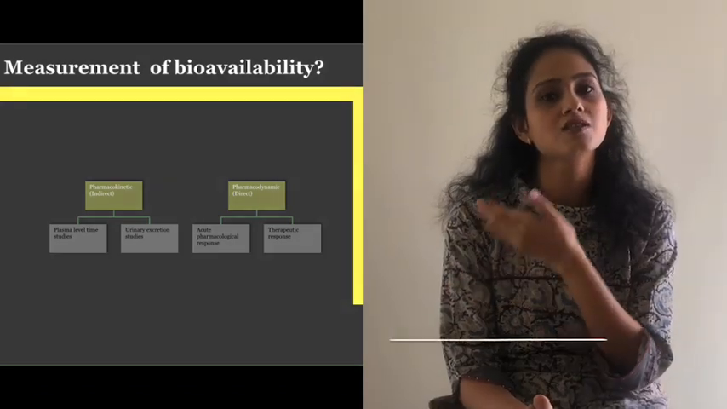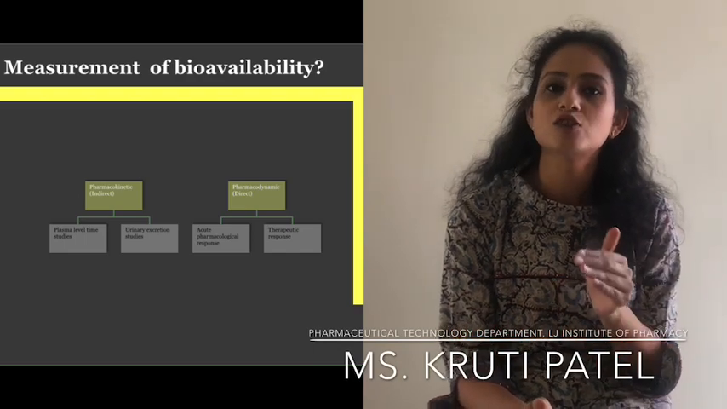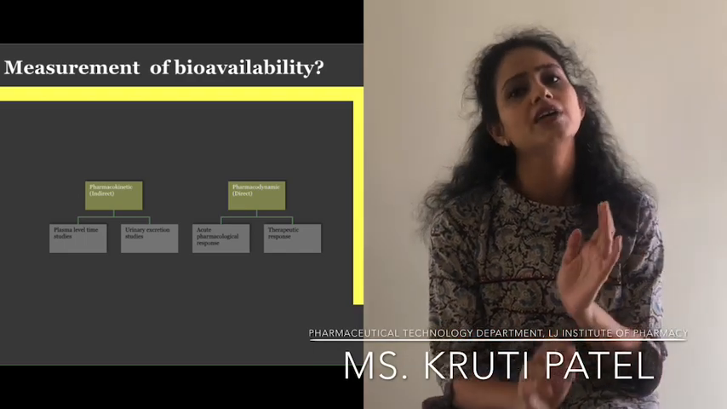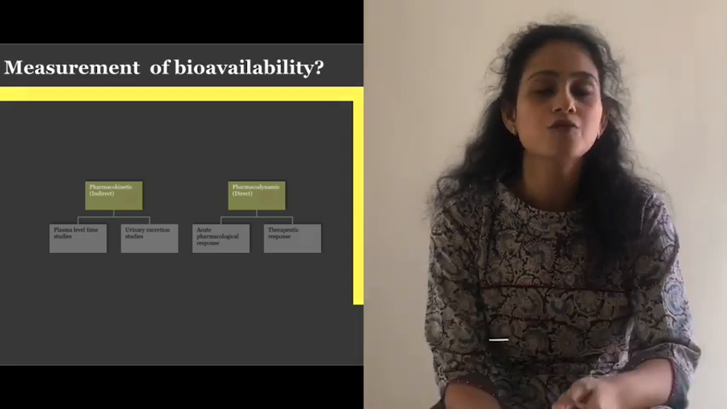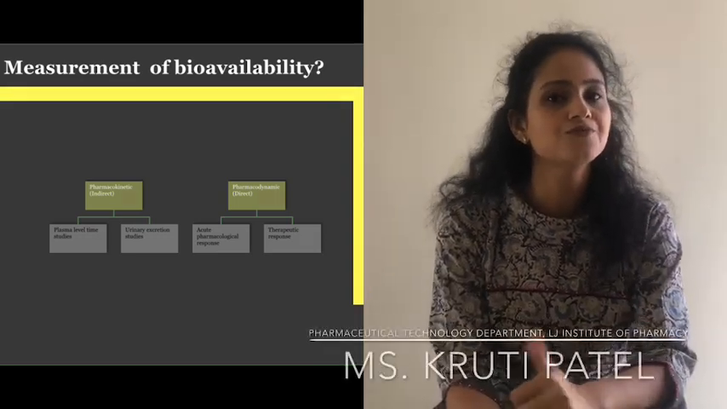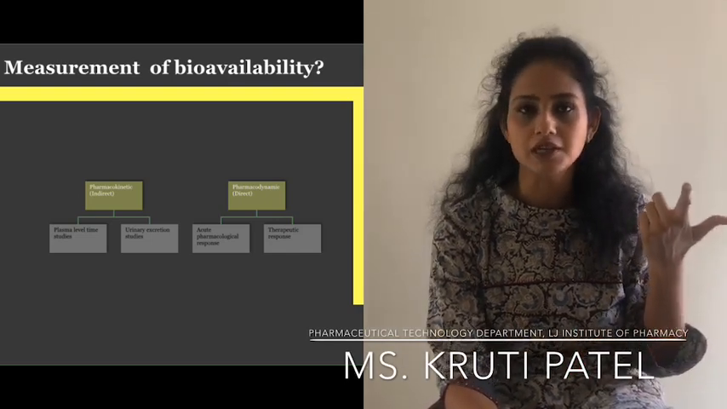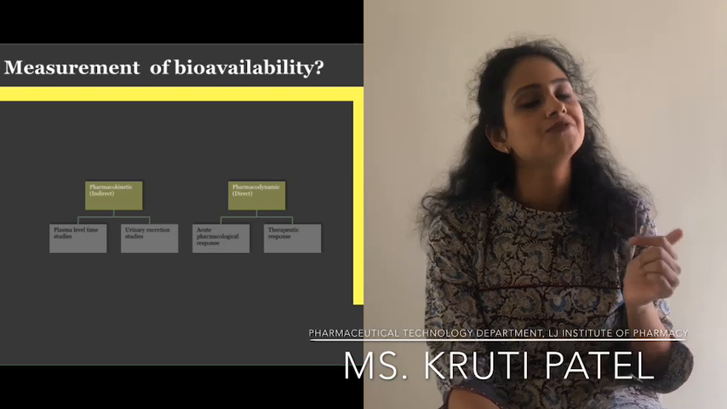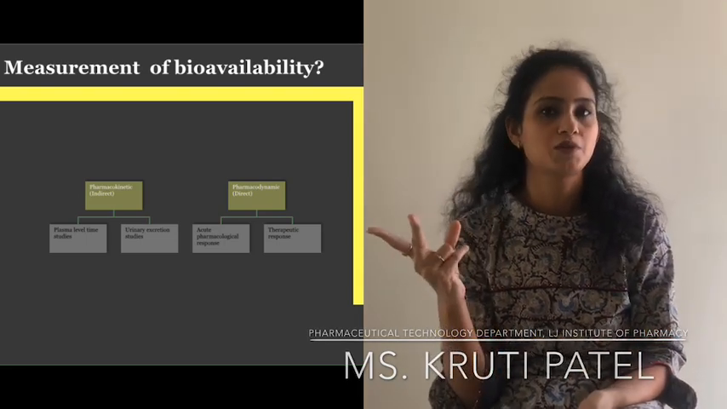The second part is the pharmacodynamic method, which is a direct method. That means we are giving any drug, we are observing its effect, and then we are coming to a conclusion about what the bioavailability of that dosage form can be. There are two types of pharmacokinetic method. First is plasma level time studies and second is urinary excretion studies. And if we talk about the pharmacodynamic methods, then first is acute pharmacological response and second is therapeutic response.